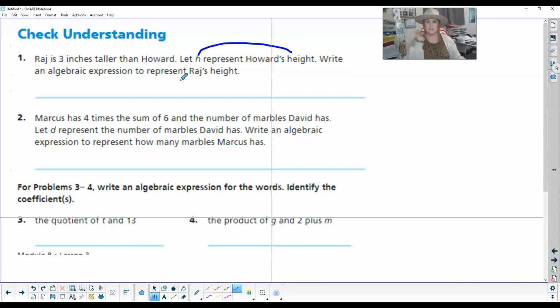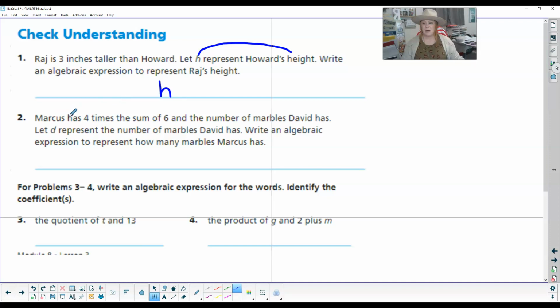We do not know what Raj is right now, but we do know Howard. Keep mixing up their names. We know Howard is H, and we know Raj is 3 more than Howard. He is not 3 times bigger than Howard. He is just 3 more. So see if you can finish that one here.